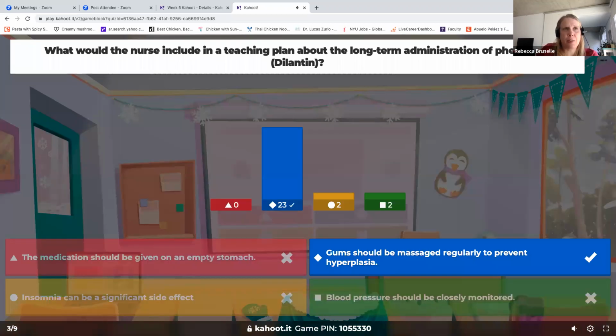Right. This is the only medication I can think of that causes that gingival hyperplasia, which is swelling of the gums. This is something that's on a lot of tests out there, that it can cause that, and you can prevent it by massaging the gums on a regular basis.